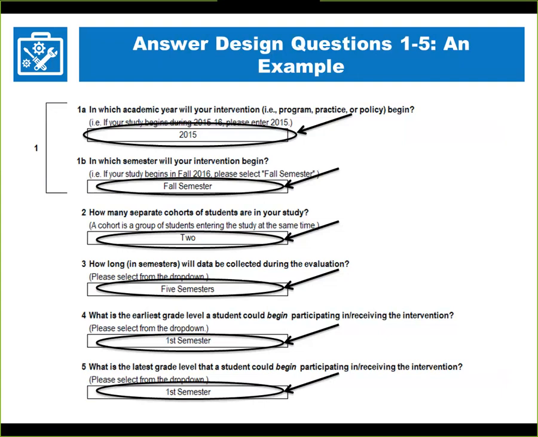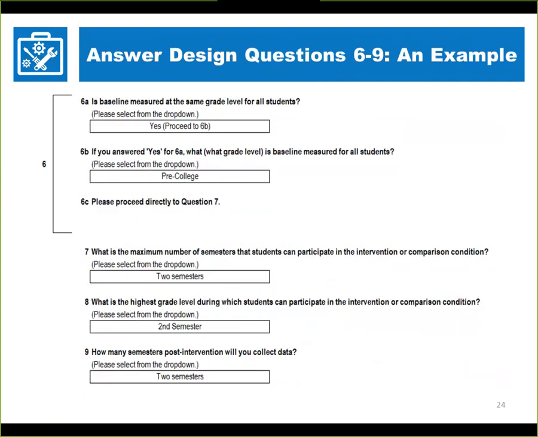But there, you can imagine other interventions that may serve students in multiple grade levels, beginning at different times, different grades. Okay. Next, we proceed through questions 6 through 9.